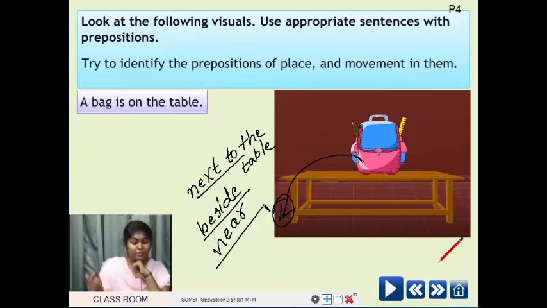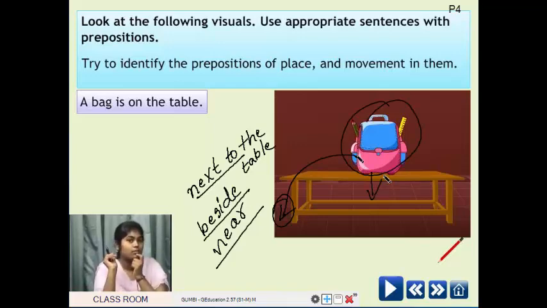Okay? Ma'am, if I take this bag and keep it here. Come on, children, even you should try. She has kept the bag. What will you say in English? The bag is? Very good. I see one girl there. Very smart. The bag is under the table. Very good. Correct. Under. So the bag is under the table.